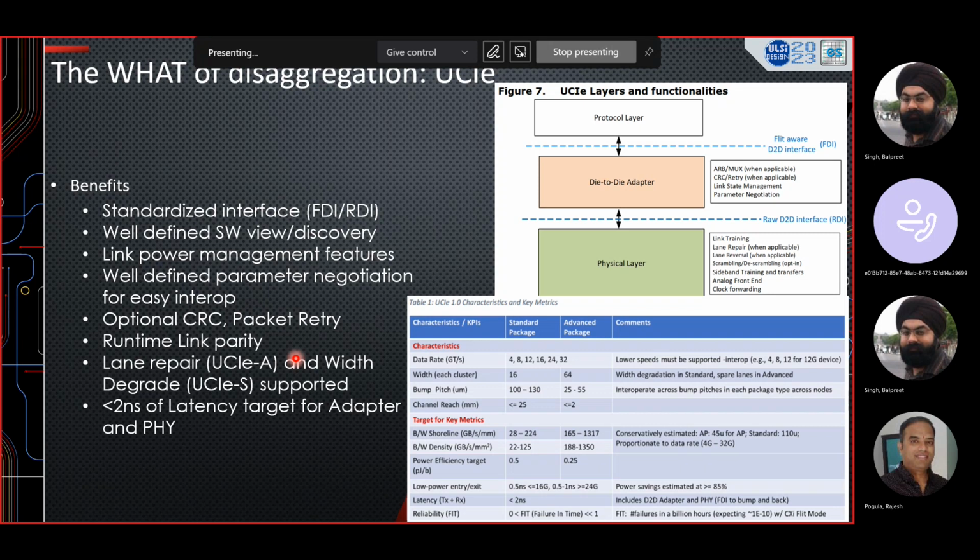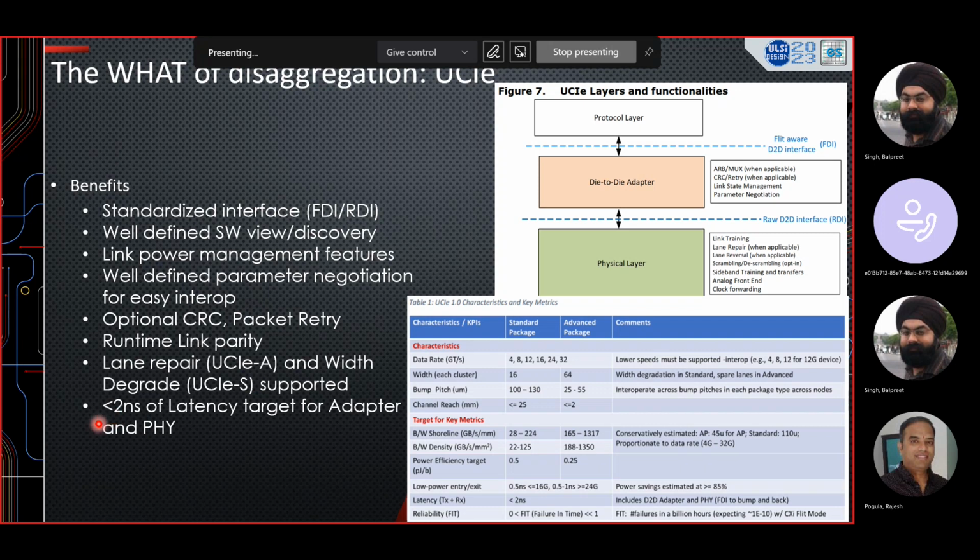So you don't really get to know which particular link is causing the error or issue. It has lane repair with the advanced one. So there are two flavors of UCI: UCI Advanced and UCI Standard. It supports lane repair and degrade, both of them. One with UCIA and the other one with UCIS.